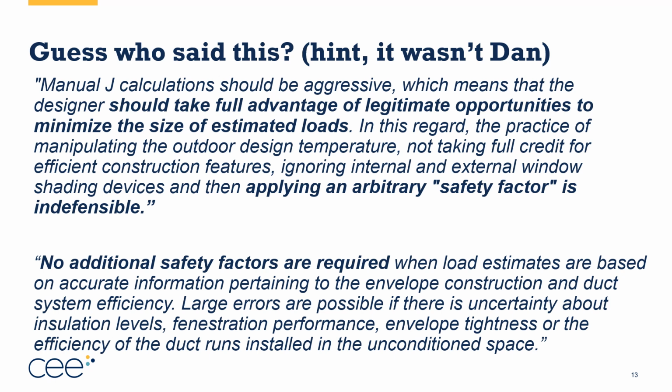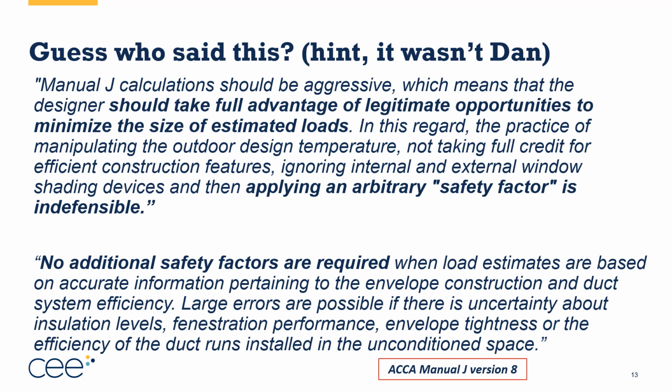Anyone want to take a wild guess who said this, right? Manual J should take full advantage of legitimate opportunities to minimize the size of estimated loads. Again, minimize the size of estimated loads. Applying an arbitrary safety factor is indefensible. No additional safety factors are required. This is actually from ACCA Manual J version 8, which is the current version that is out.